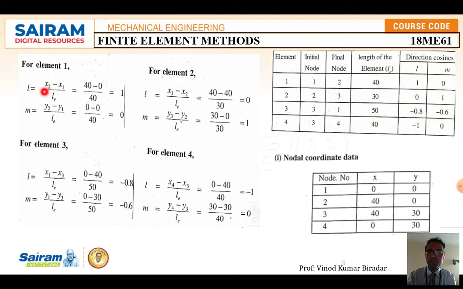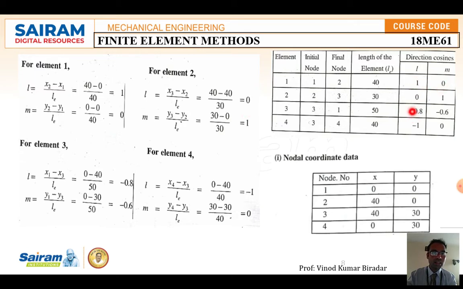So for the first element, x2 is the final node and x1 is the initial node, divided by the length of the element. These are the x1, x2 values, so we have x1 x2 x3 x4, and y1 y2 y3 y4 values. So x2 minus x1, 40 minus 0, divided by the length of the first element, which is 40, so 40 minus 0 by 40 is equal to 1. Similarly, y2 minus y1, 0 minus 0 by 40, which is equal to 0. So this is 1 comma 0, right here, 1 comma 0.